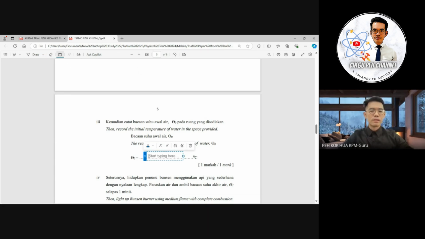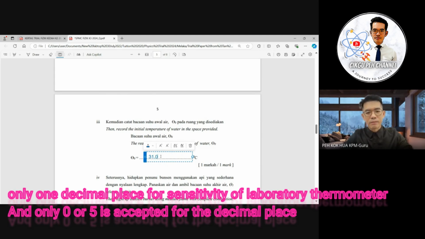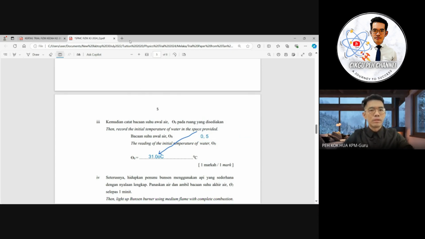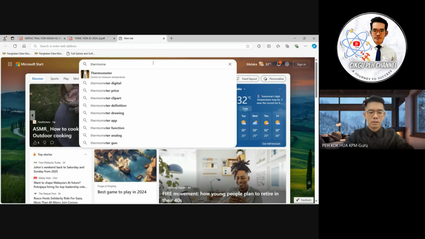Here the thermometer's smallest sensitivity is 1 degree Celsius, right? So you can give a maximum of 1 decimal place only, and the decimal place can be 0 or 5 only. If you give other values it will be wrong, because the laboratory thermometer sensitivity is 1 degree Celsius, so you have to follow the sensitivity.